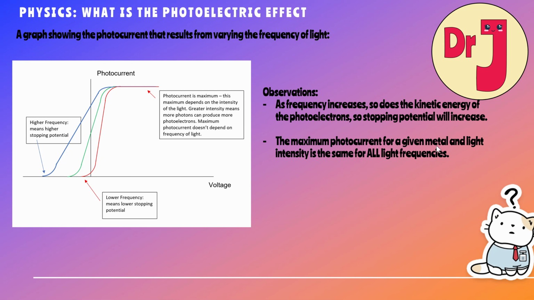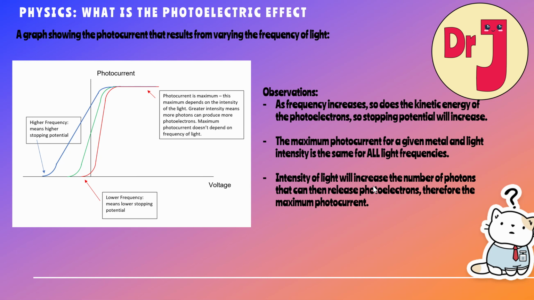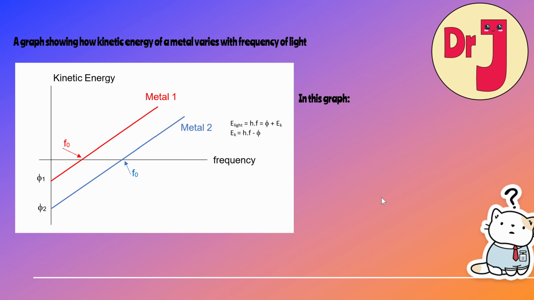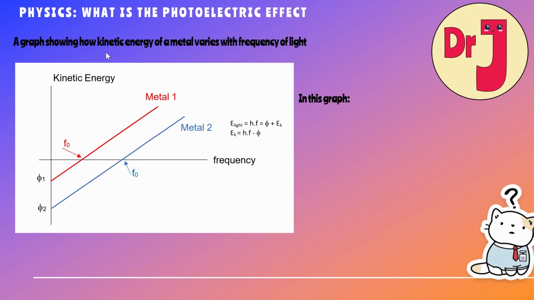The maximum photocurrent for a given metal and light intensity is the same for all frequencies of light. See how it maxes out just here. The intensity of light will increase the number of photons that are available to release electrons, and therefore you would have a maximum photocurrent. This is a situation where we've got the same intensity, so therefore you're going to have the same maximum photocurrent.